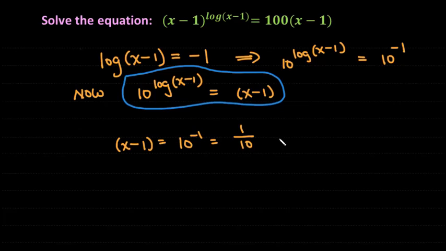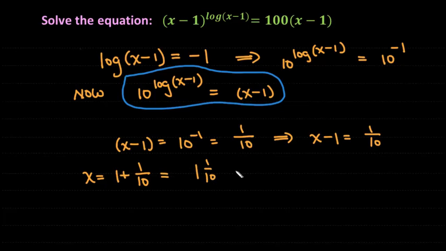So this gives us x minus 1 is equal to 1/10. x is equal to 1 plus 1/10. And so then you have either 1 and 1/10 or 11/10, where this is our mixed number here. 1 and 1/10 is a mixed number. So in this first case, x is equal to 1 and 1/10, which is also equal to 11/10.